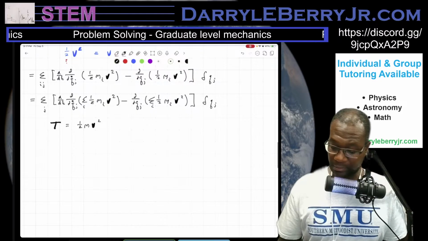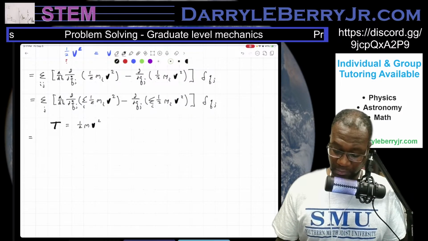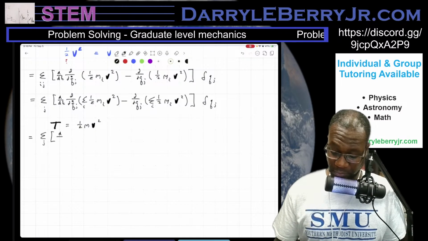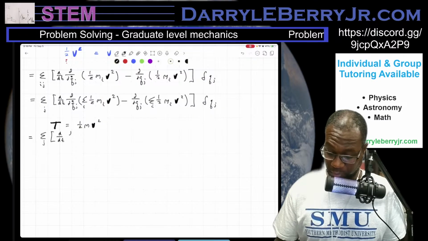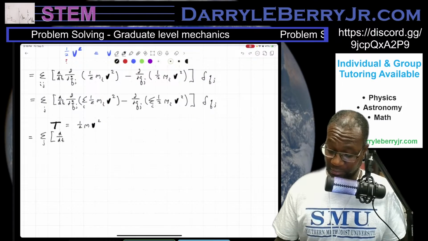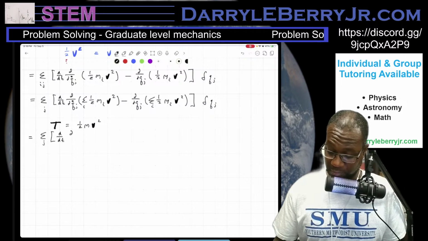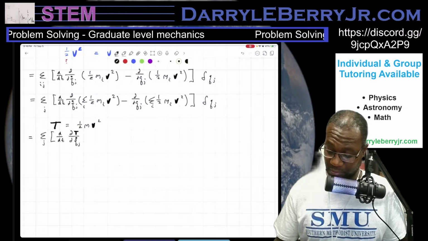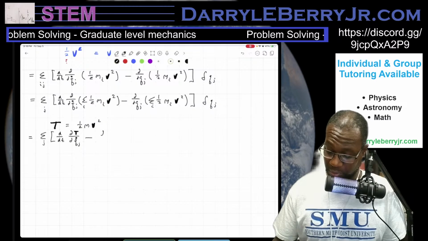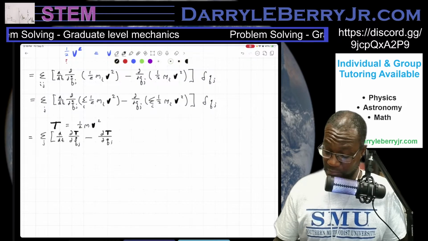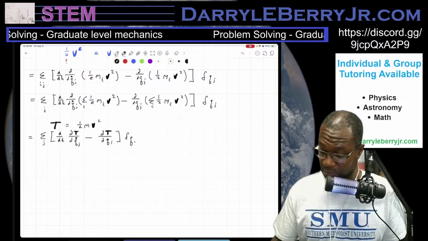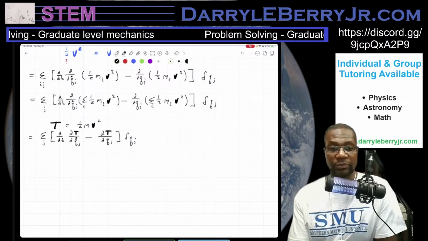So I'll go ahead and plug that in, and I'll write it out this time. So we have the sum over j of d over dt of partial T over partial qj dot, minus partial T over partial qj, and partial qj. So now we have our whole thing here.